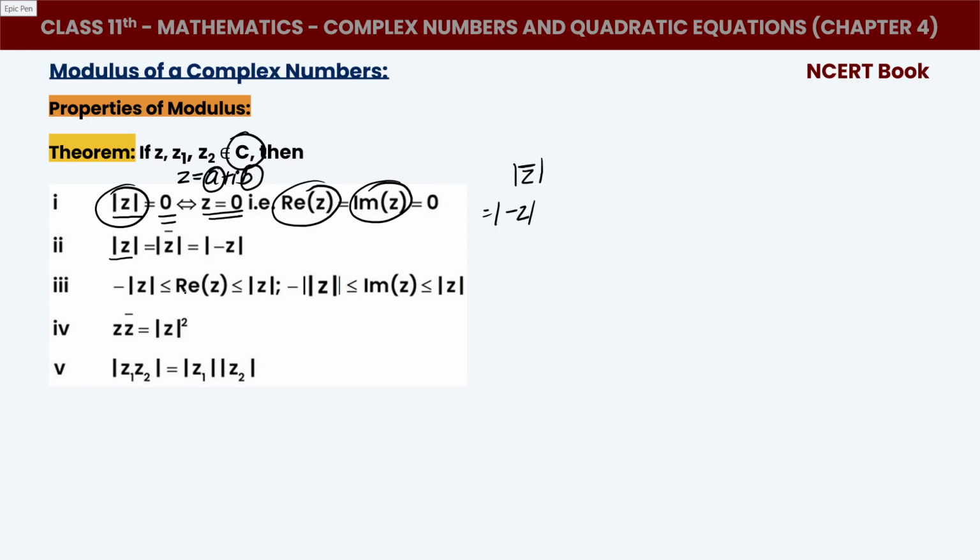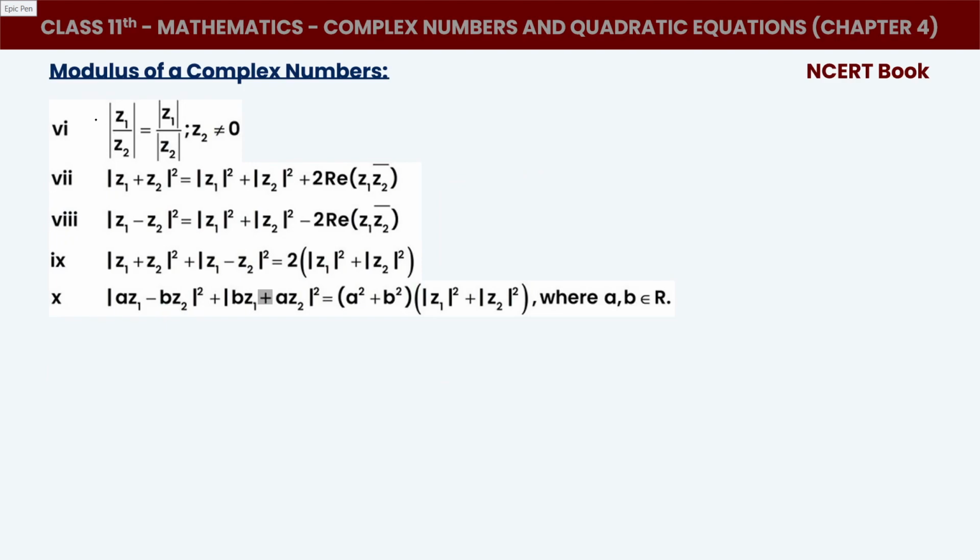Now if I am saying real part of Z, it lies between minus modulus of Z and modulus of Z, that is, less than or equal to modulus of Z. Same as the imaginary part. Now if I take Z times conjugate of Z, it is equal to modulus of Z whole square, right? If I am taking modulus of Z1 Z2, it means we can separate them, so this is equal to modulus of Z1 times modulus of Z2, right? Now if I say modulus of Z1 by Z2, two complex numbers in division, we can separate it also. आप उसको अलग अलग भी कर सकते हो, modulus of Z1 divided by modulus of Z2, but the condition should be that Z2 is not equal to 0, right?